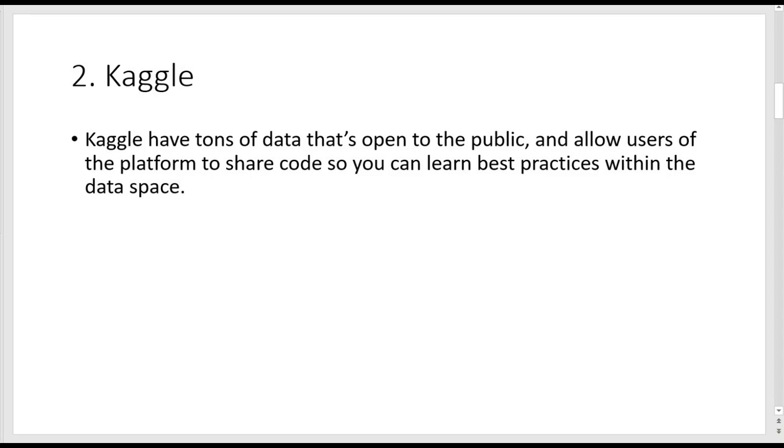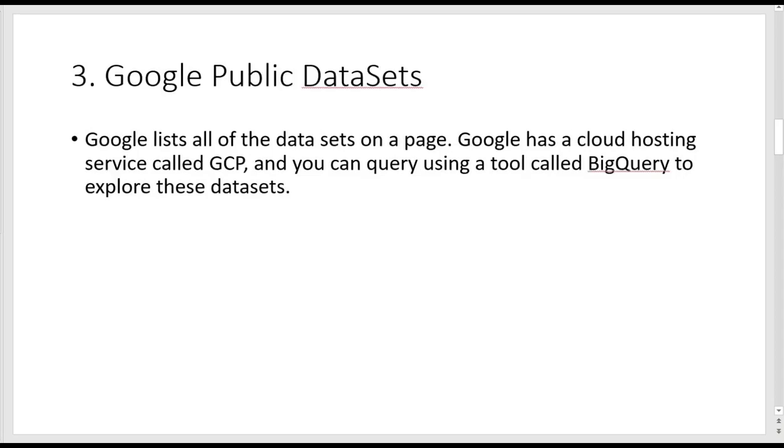Okay, and the third one is Google public datasets. It is published by Google. Google listed all the datasets on one page. Google has a cloud hosting service called GCP, Google Cloud Platform, and you can run queries using a tool called BigQuery to explore the datasets. You can get the datasets from Google public datasets through cloud-based services, and if you have any queries, use BigQuery to explore these datasets.